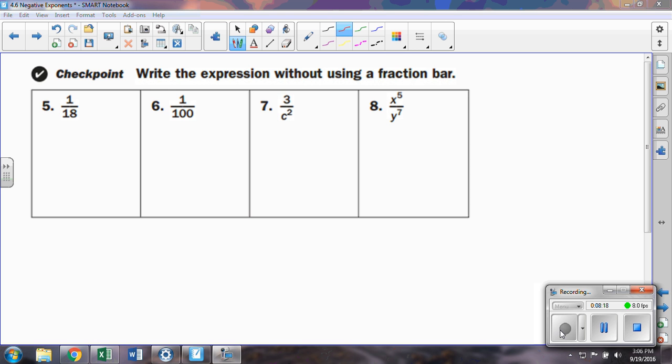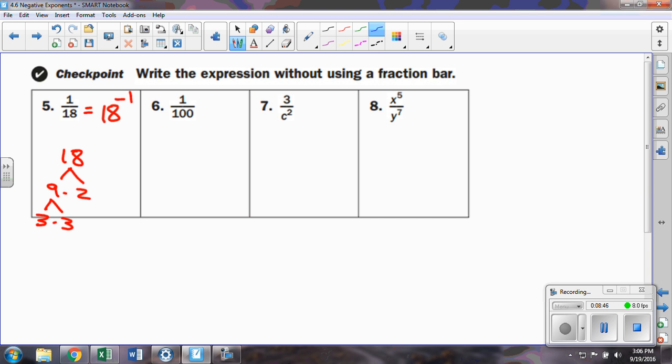All right, so let's continue. 1 over 18. Right? 18 to the negative 1, which is true. However, I want to stop right here and show you something else. One part that you should recognize, 18 is 9 times 2, and of course 9 is 3 times 3. So just by creating the prime factorization, we know 18 is 3 times 3 times 2. That is, it's 3 squared times 2.